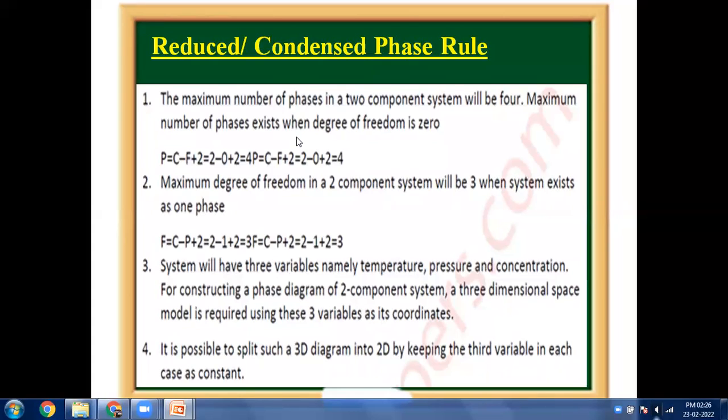if it is 3, maximum degree of freedom should be 3. Then 3 हमें कैसे मिलेगा? That time the number of phase is equal to 1. Okay. So for a two components, these are just the possibilities which I am discussing with you. Then I will discuss with you the actual one. So if the degree of freedom is 3, the number of component is 2, then the number of phases comes to around 1.